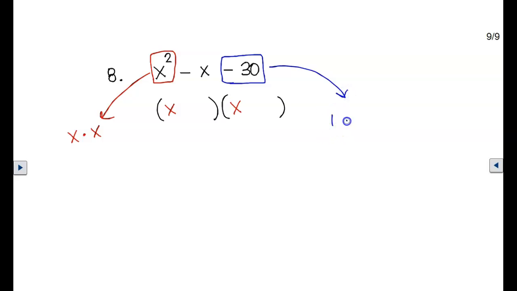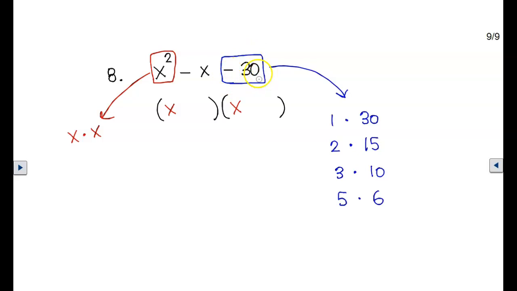So I know I could do 1 times 30. I could do 2 times 15. I could do 3 times 10. I could do 5 times 6. And I think that covers it. Now, all of these multiplication problems that I've written will give me positive 30 as the answer.